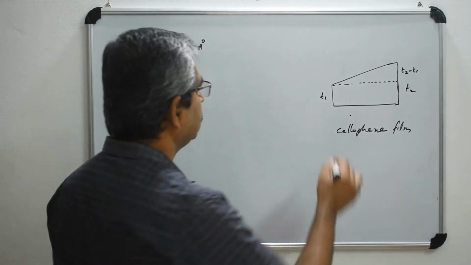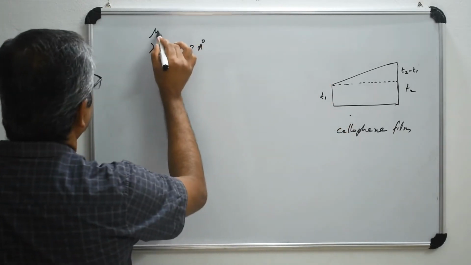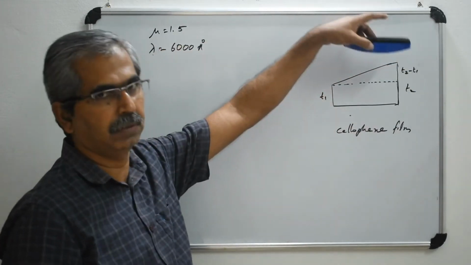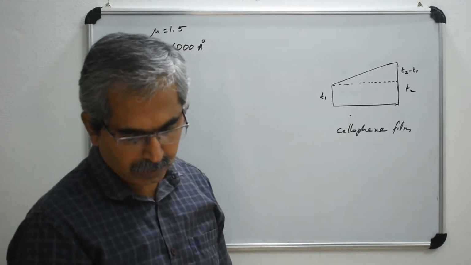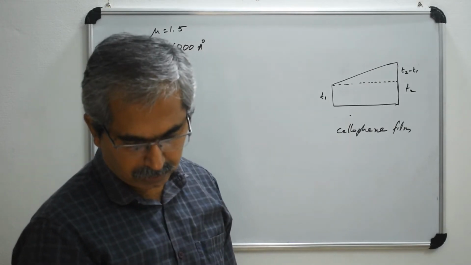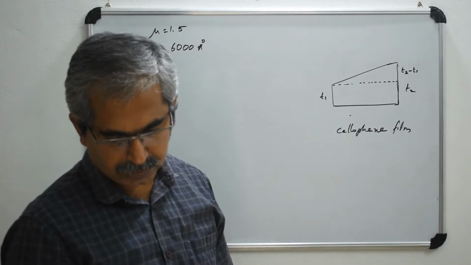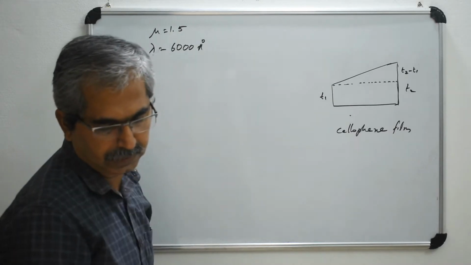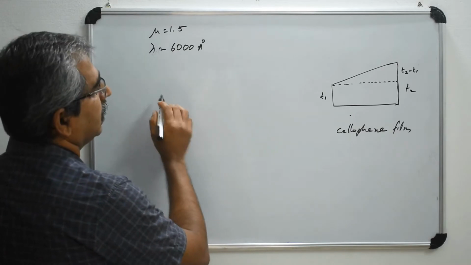Okay, and the mu is given. Mu is equal to 1.5. It is illuminated by light of wavelength 6000. So the question is, if the number of fringes seen on the film by the light of wavelength is 10, that is the number of fringes.